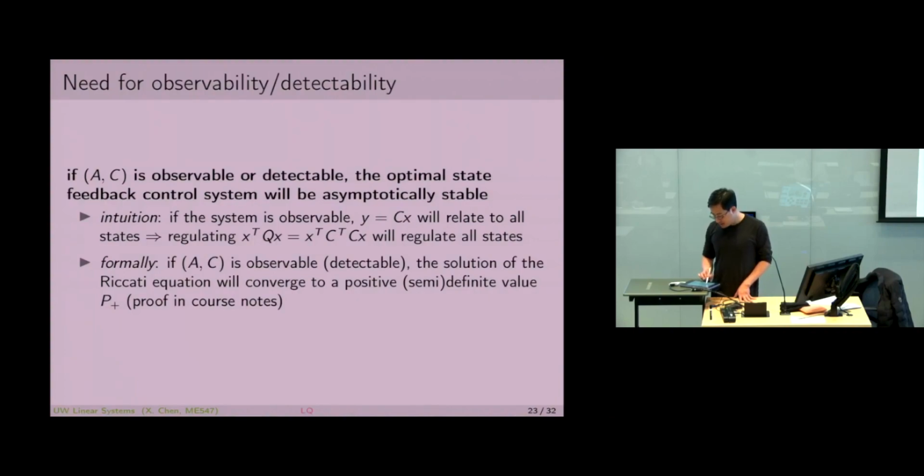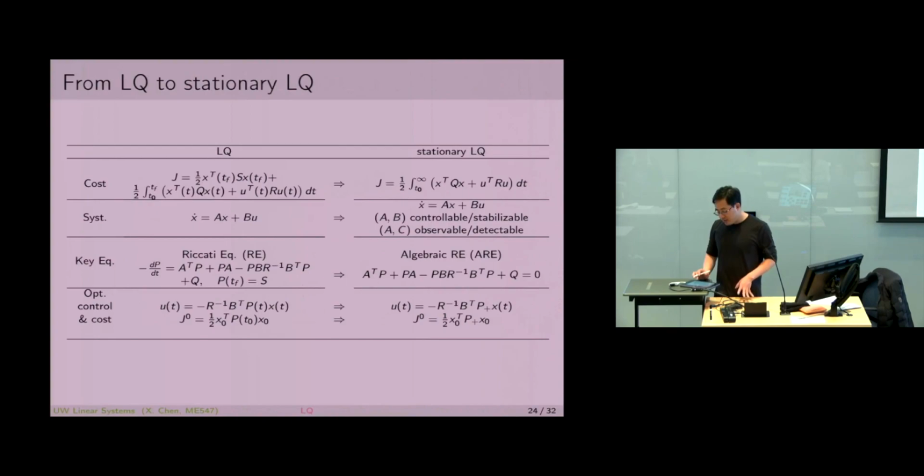And more formally, the result is as follows. If AC is observable or at least detectable, then the solution of the Riccati equation will converge to a positive, at least semi-definite value. We call it P subscript plus. That's reviewing our example where we saw that P converges to some stationary value. And all those numbers, if you recall, were positive in the diagonal elements, and 0 in the off-diagonal elements. The proof of this statement is provided in the course pack. Intuitively, we need this controllability and observability for this infinite or stationary LQ to make sense.